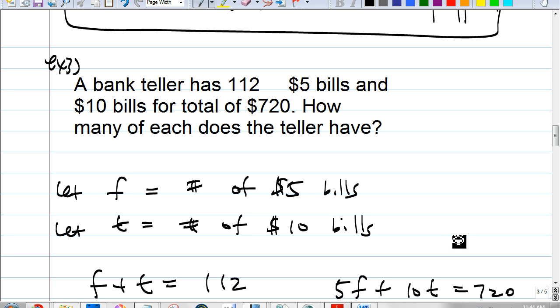When you multiply, if you have F $5 bills, how much do I really have? Each of these bills is $5, so you multiply that by 5. And each of the $10 bills, of course, is how much? $10, so you multiply 10 times how many of them I have. When you add them together, I get $720. Do you see the difference between the number of bills versus the actual amount of dollars we have? Don't get those two things confused.